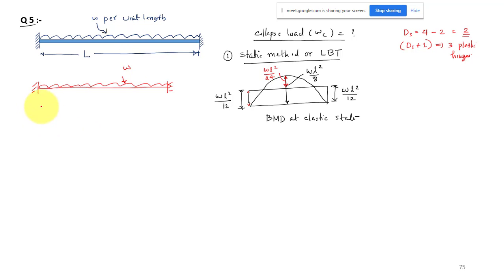As you apply the load, the beam will start bending and there will be deflection. Initially the deflection will be less, and as you keep increasing the load, the moments at the fixed end and at the midspan keep increasing. So where will the moment reach the plastic moment Mp first? At which point will it reach the Mp value first in this beam?